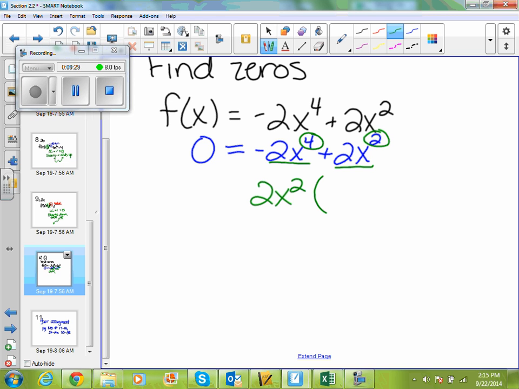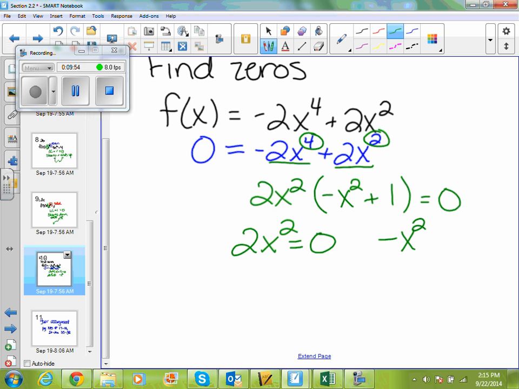Okay, and then when I do that, I still am left with negative x squared, because I still have 2 exponents there, and plus 1, because if I were to multiply it back through, I'd need that 1 to hold that place value of the 2x squared. Okay, and this is still all set equal to 0. And so then what that tells me is either 2x squared equals 0 or negative x squared plus 1 equals 0. Okay, well then if I solve this one for x, I divide by 2, so x squared equals 0.